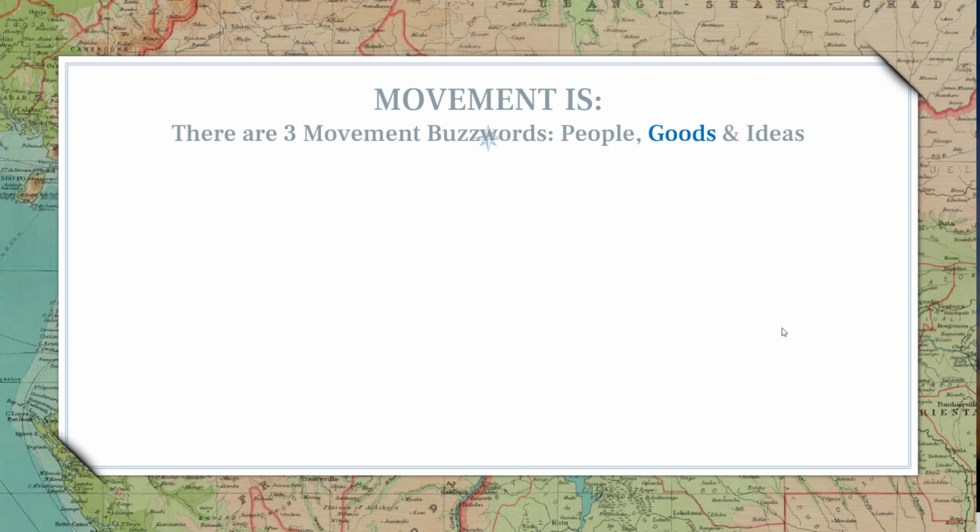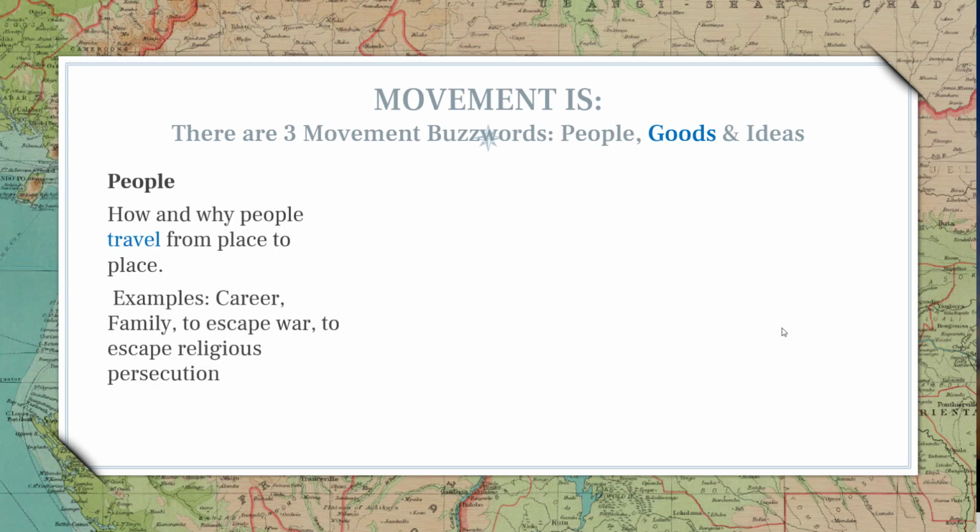Now, movement. The first one in our Mr. Help, M, movement. There are 3 movement buzzwords, or 3 important parts to movement: people, goods, and ideas. Now, people is about how and why people travel from place to place. But I need you to understand that this is not travel like you traveled from your house to Target, or you traveled from school to a friend's house, or even you traveled from home to Disney World. This is more of a long-term move.